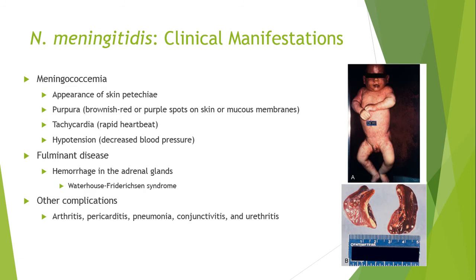Meningococcemia is, you want to think of rashes. This baby has petechiae all over its body. It's like red, pink blotches on the skin, on the mucous membranes too. Fulminant disease is not when it spreads through the entire body, but when it's a very acute, very aggressive type of the disease.